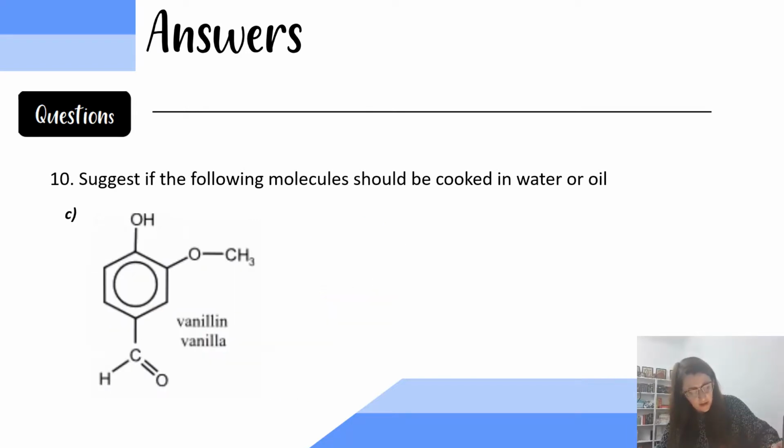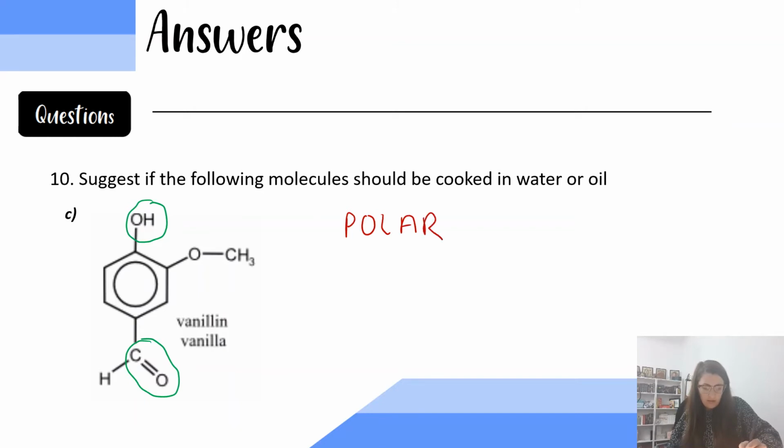And lastly, we have vanillin, which is found in vanilla pods. And if we look at this molecule, we've got an OH, which is very polar. We've got a C double bond O, which is also polar, which would make this molecule all over polar. So this molecule is polar. And we want to cook it in something the opposite polarity as itself. So something non-polar, so oil.